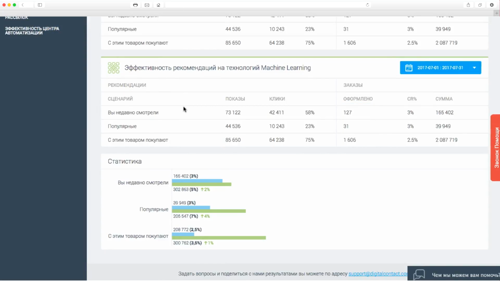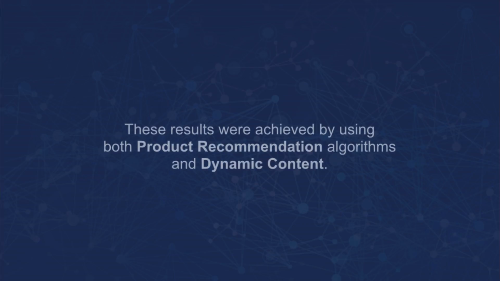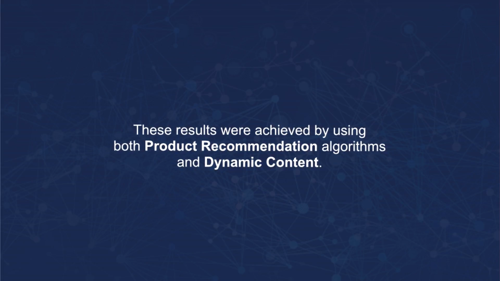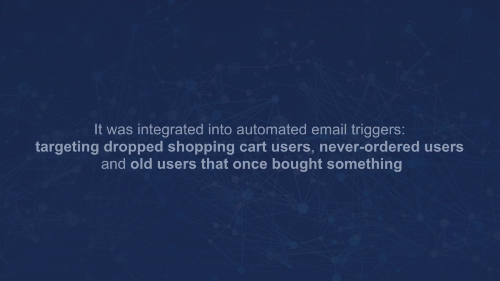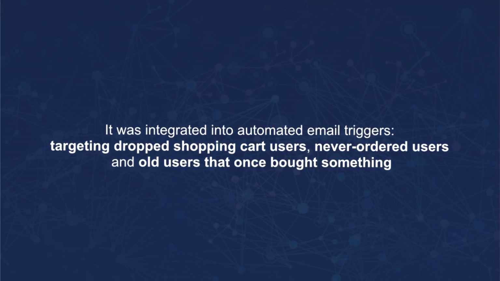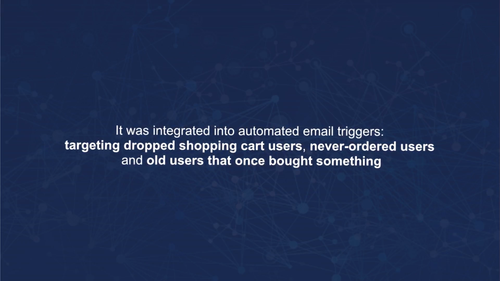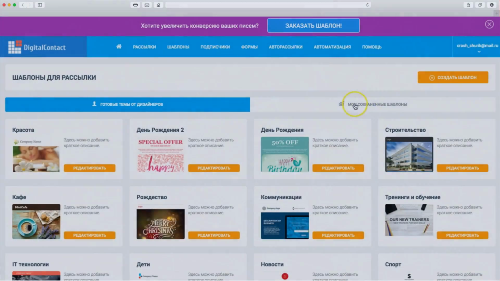After moving to our machine learning system, they received 50% more orders and income from recommendations in the first month. These results were achieved by using both product recommendation algorithms and dynamic content. It was integrated into automated email triggers, targeting dropped shopping cart users, never ordered users, and old users that once bought something. Let's have a look at how this works on a sample trigger for an online shop.